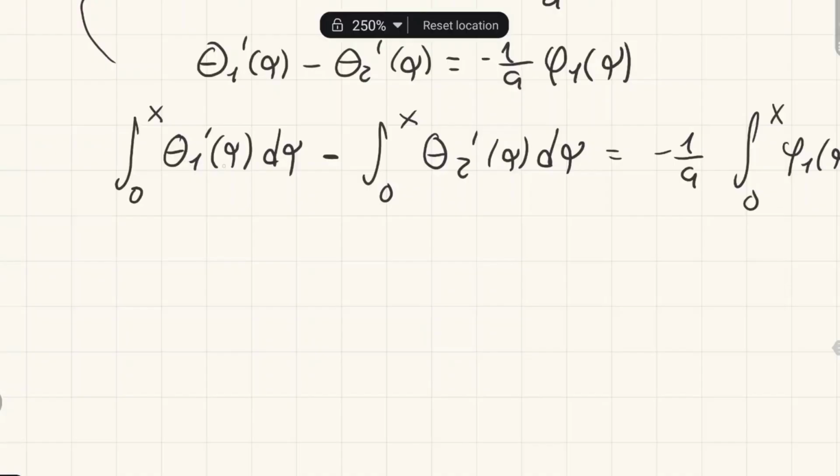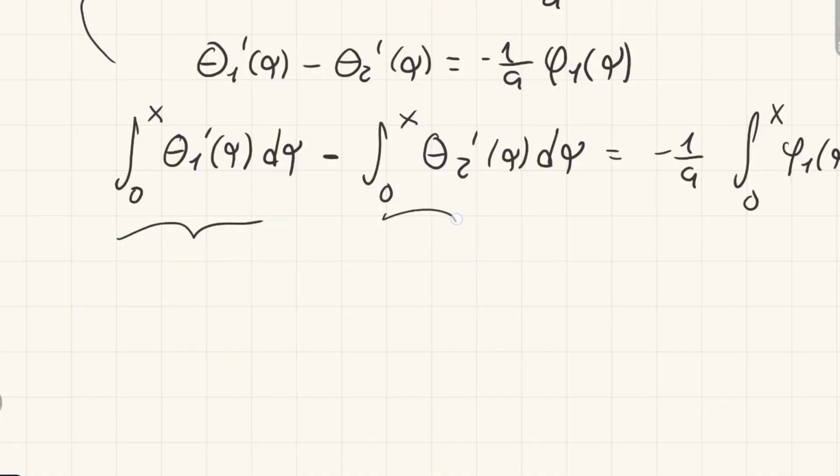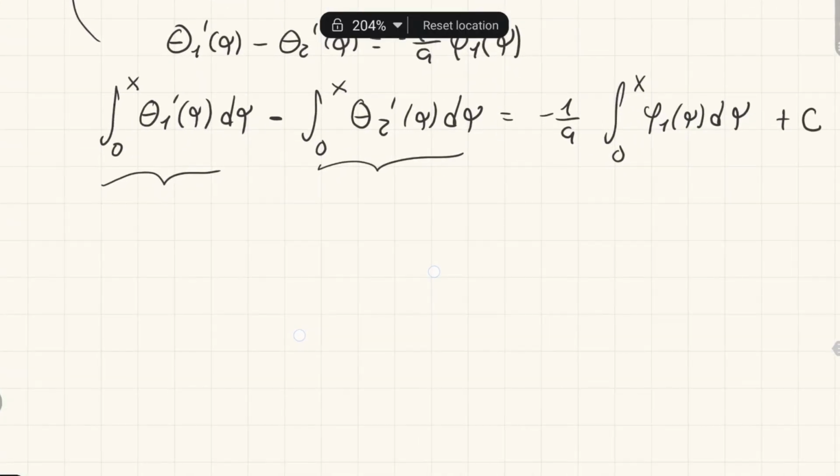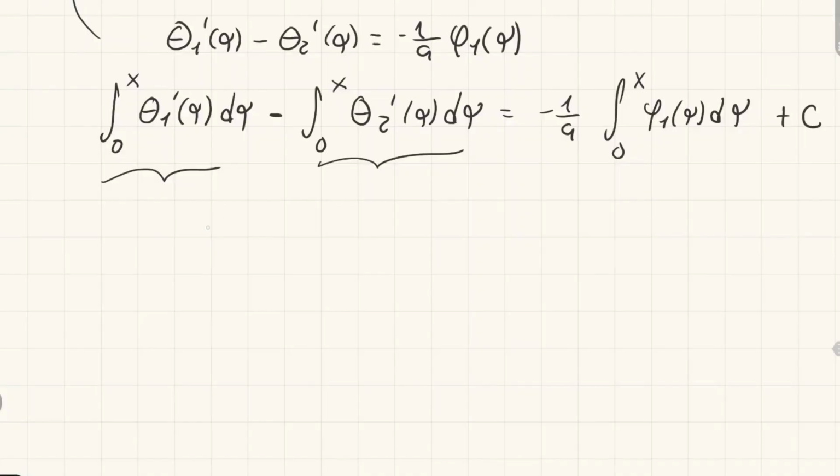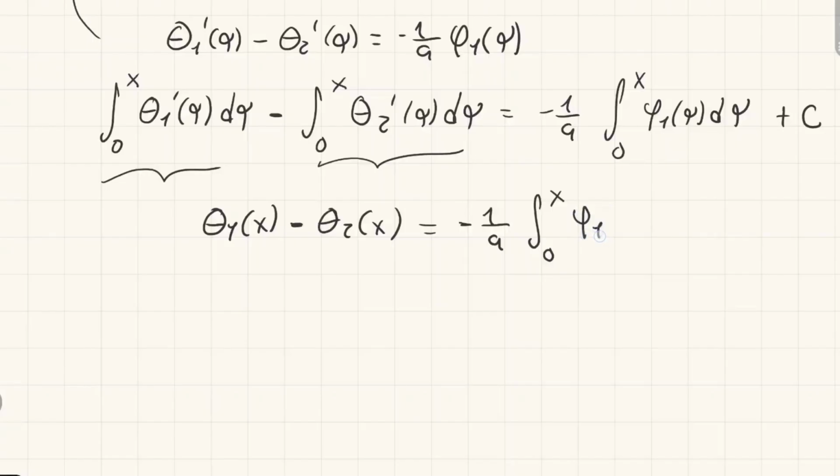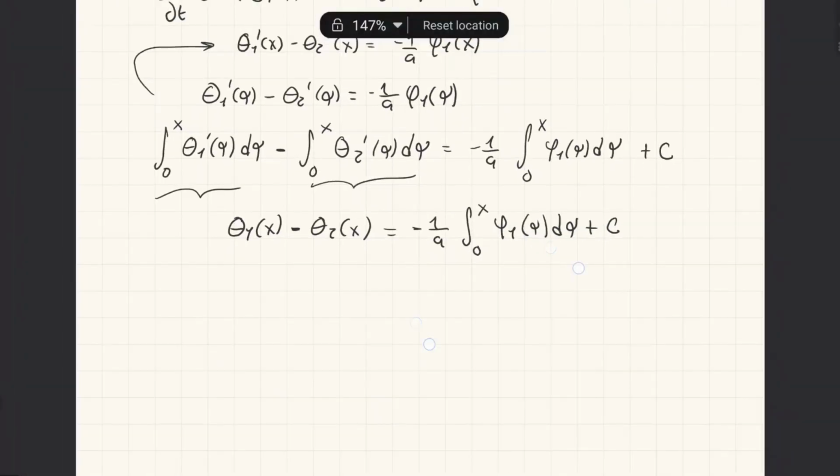So noting that these are total derivatives with respect to the variable alpha, we can use the fundamental theorem of calculus in these two elements to get that this is going to be theta 1 of x minus theta 2 of x equals minus 1 divided by a, the integral from 0 to x of phi 1 of alpha d alpha plus c.